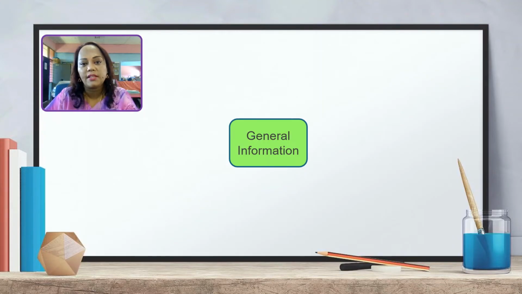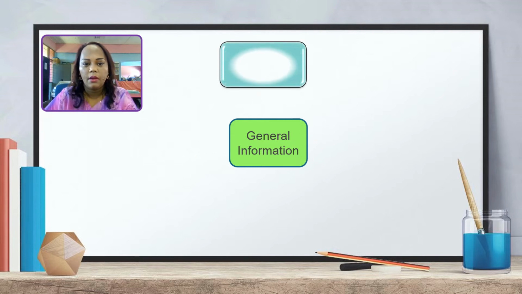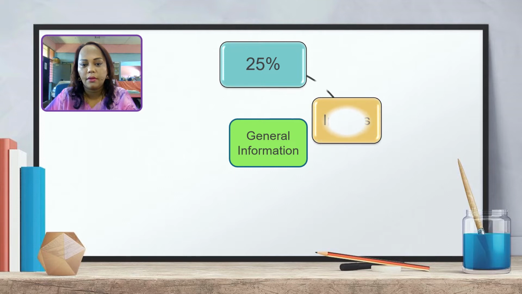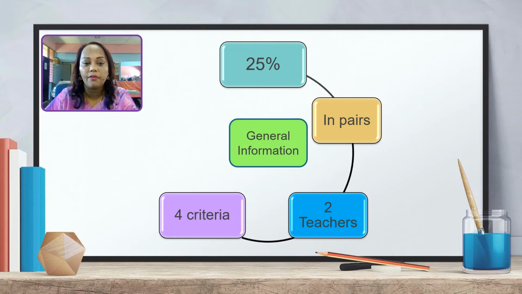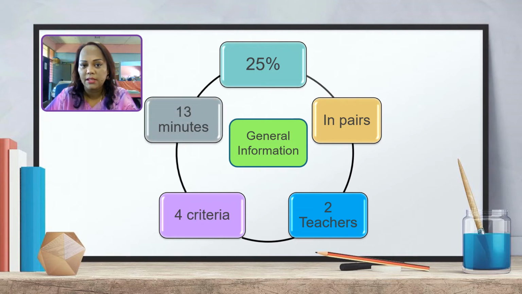Now let's look at some general information about the paper. First, the paper carries 25% of the whole SPM English language paper. You will be tested in pairs. There will be 2 teachers involved in the assessment and you will be tested on 4 criteria. This will take about 13 minutes.